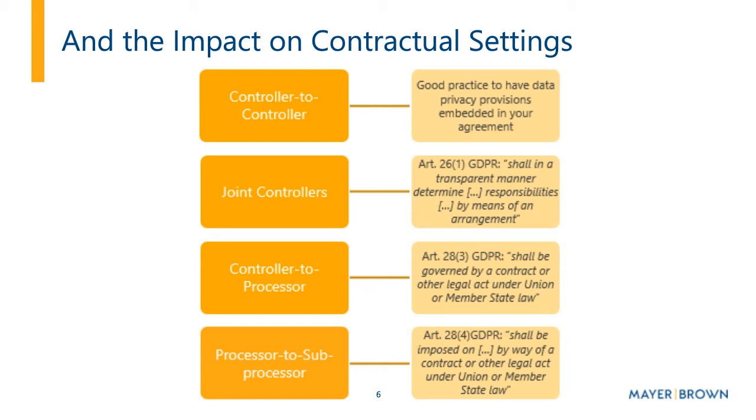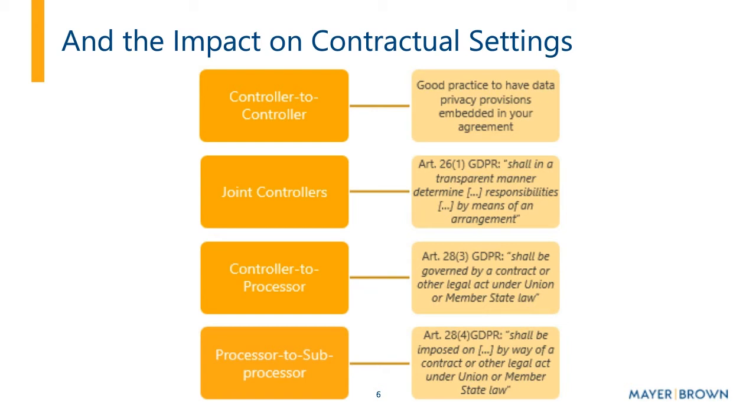You may be in a controller-to-controller relationship, in a joint controller relationship, and we already described what this means, in a controller-to-processor relationship, and this is the kind of relationship we will focus on today. And then you can also be in a processor-to-sub-processor scenario, and this kind of relationship with a third party is very similar to the controller-to-processor scenario.